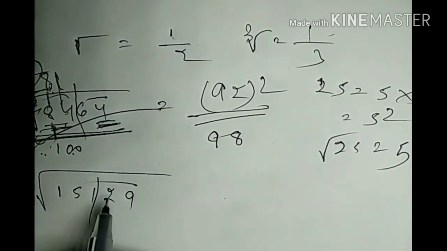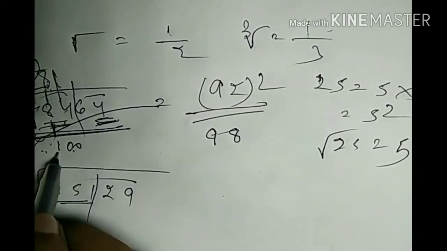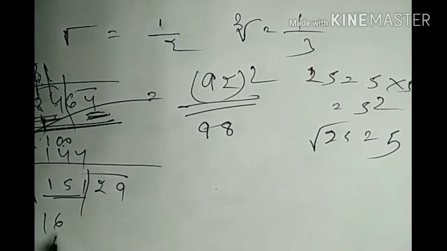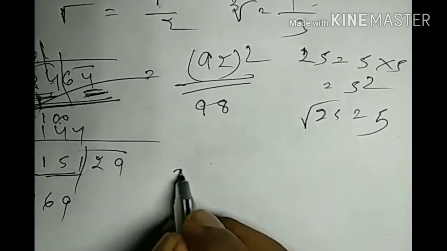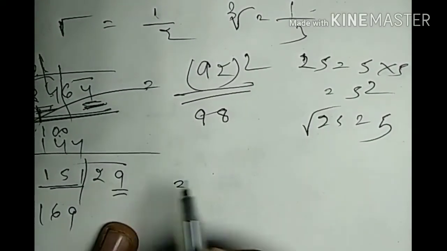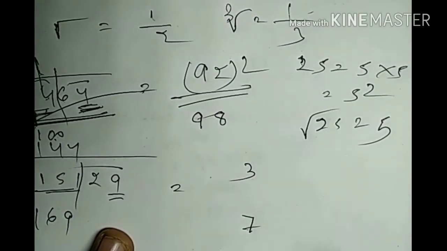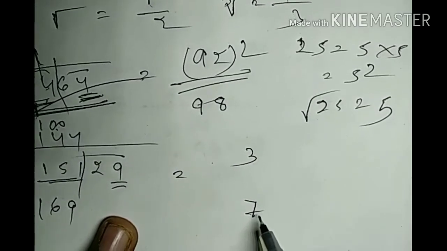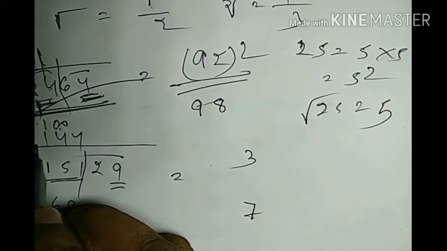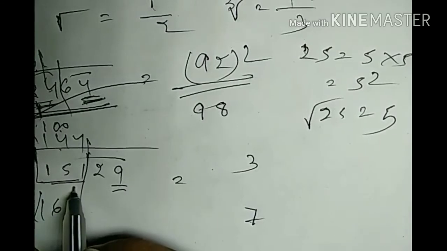So everybody knows, the square of 12 is 144, and the square of 13 is 169. So here we see the unit place is 9. So 9 comes from the square of 3 and also from the square of 7. So we check which is the less distance between these two numbers, 144 and 151.